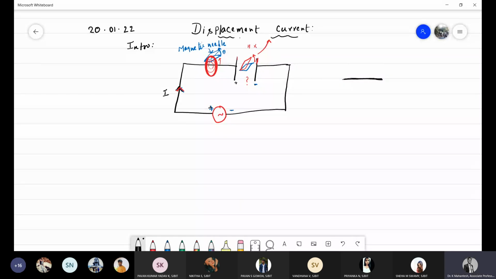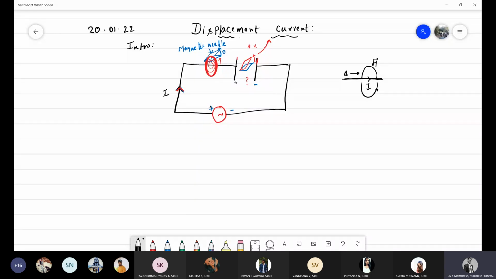So if you have charges, and if the charges are in motion, then you can say there is a current. And if there is a current, then you can say there is a magnetic field. So when charges are in motion, it introduces current. When current is flowing through a conductor, it produces what is called a magnetic field.